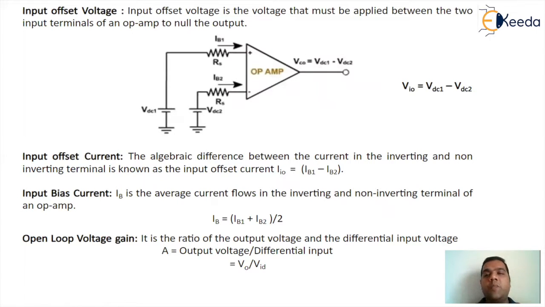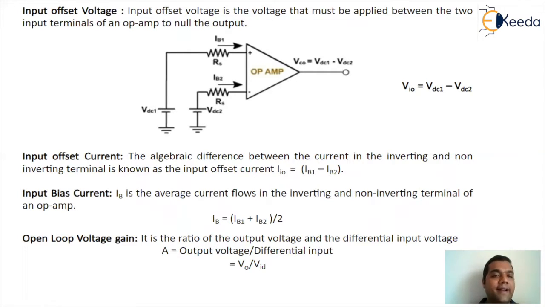Now there are various parameters of an operational amplifier. One parameter is input offset voltage. The input offset voltage is the voltage that must be applied between the two input terminals of the op-amp to nullify the output. Overall, I want the output to be 0 when the input is 0. So whatever input I need to provide to nullify that output is defined as an offset.